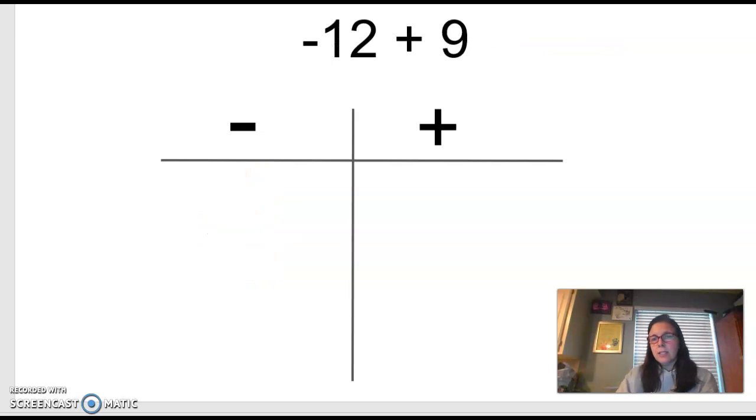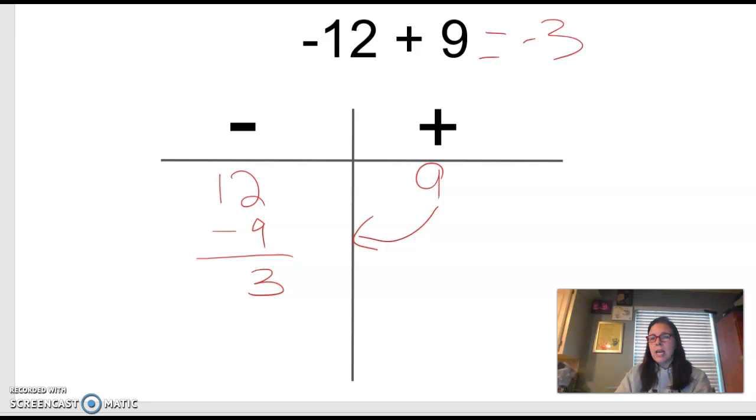Now, if they're different, it's still an addition problem. So we do it the exact same way, -12, but then +9. Remember, when they're in different columns, we swing the smaller one and subtract. So 12 minus 9 is 3, and we're in the negative column, so our answer is going to be -3, right? Now, I know I'm going quick, but that's because we've done these. This should just be kind of a review to remind you guys how to do them.